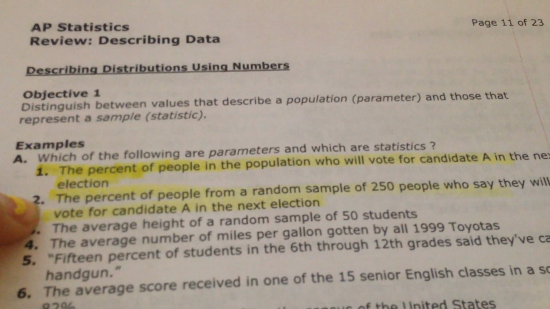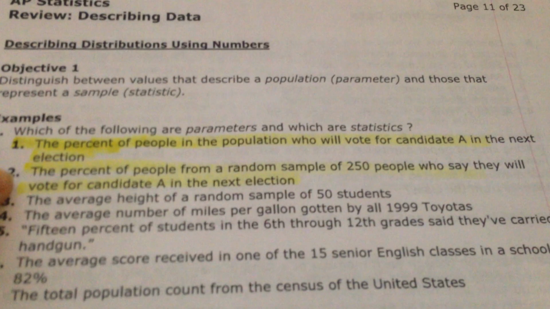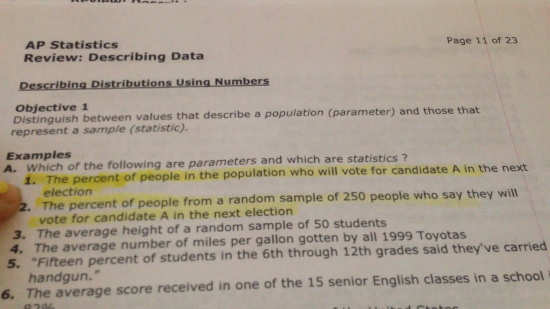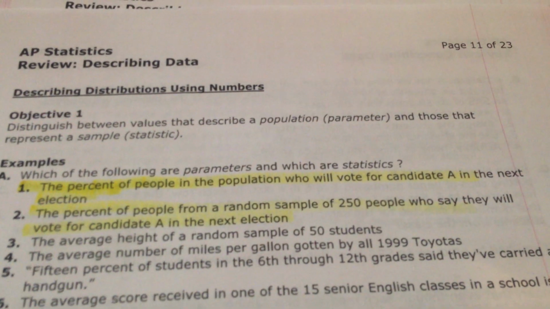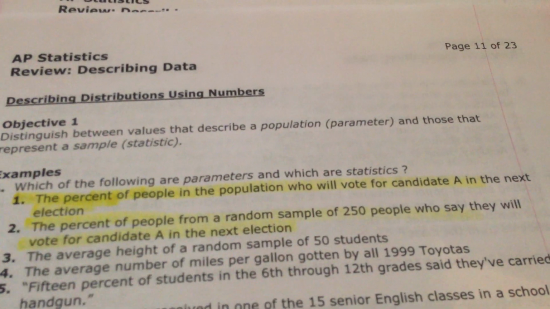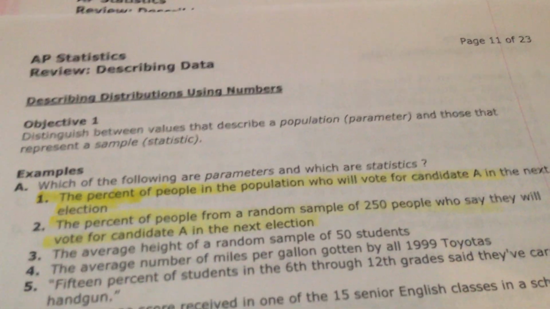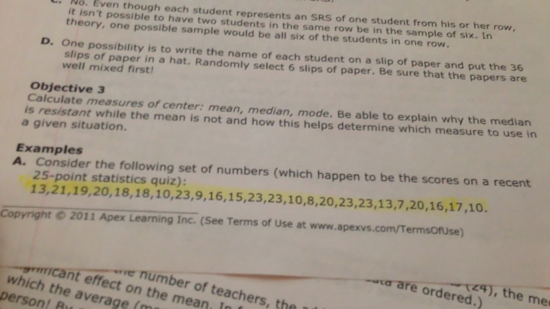And then number 2, the percent of people from a random sample of 250 people who say they will vote for the candidate, that's a statistic because it's based off a sample, and I remember that because statistic and sample both start with S. Okay, so for this one, we want to find the mean.